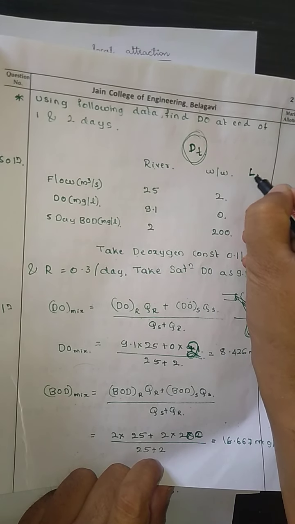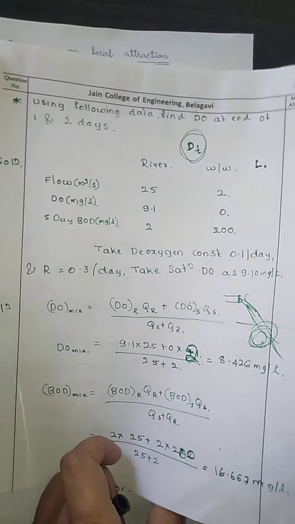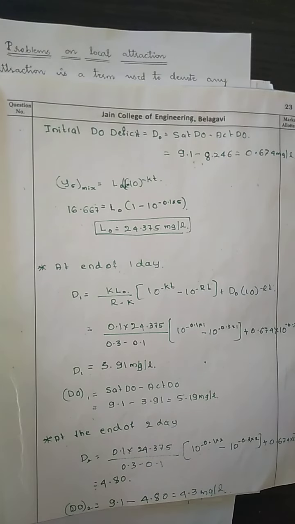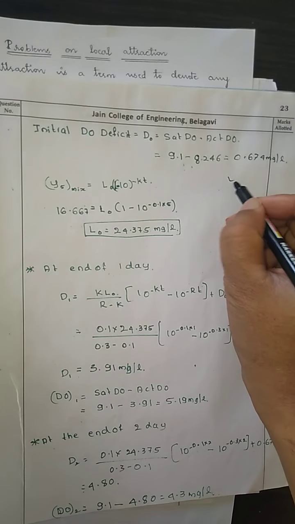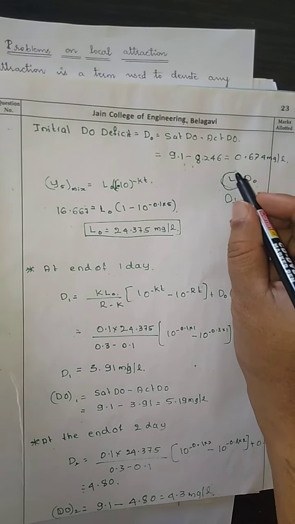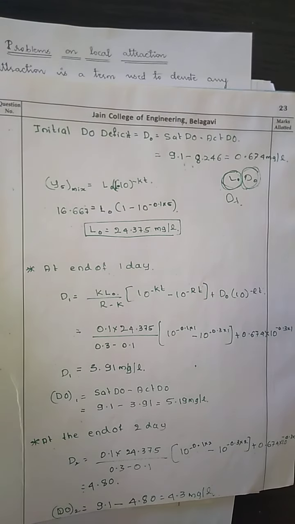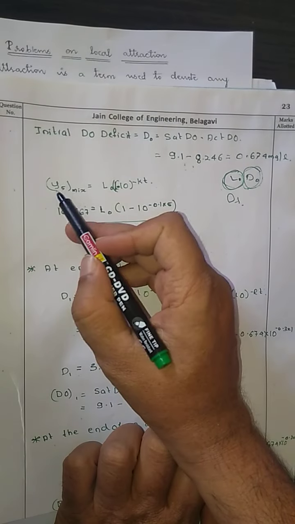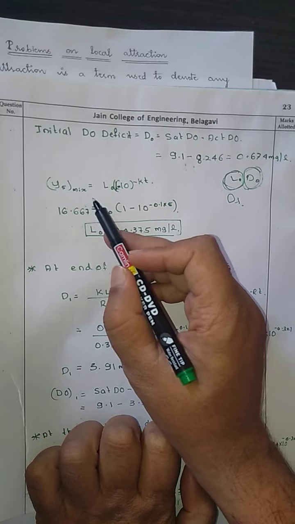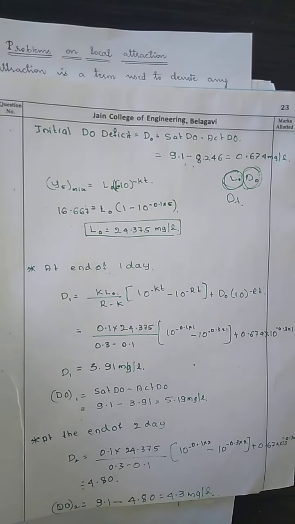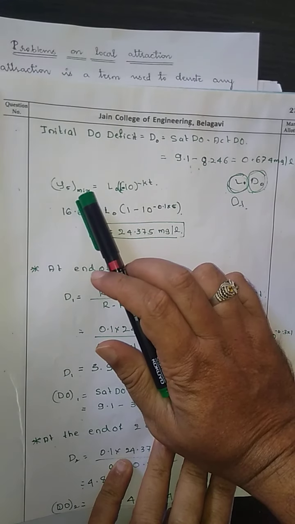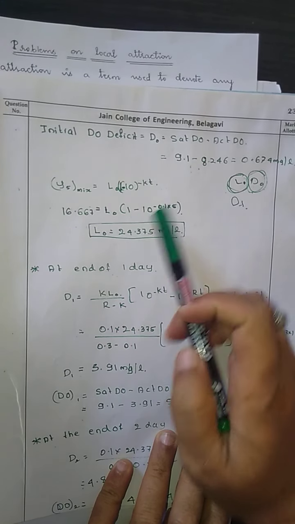We need L naught, and it is related with BOD. We want L naught and D naught in order to find out Dt, but L naught is related with BOD and D naught is related with the DO. To find out the L naught, we are going to find out the Y of the mix. This formula we have already used while solving the problems on BOD. So we use the formula: Y of the mix is equal to L naught into 1 minus 10 raised to minus KT.